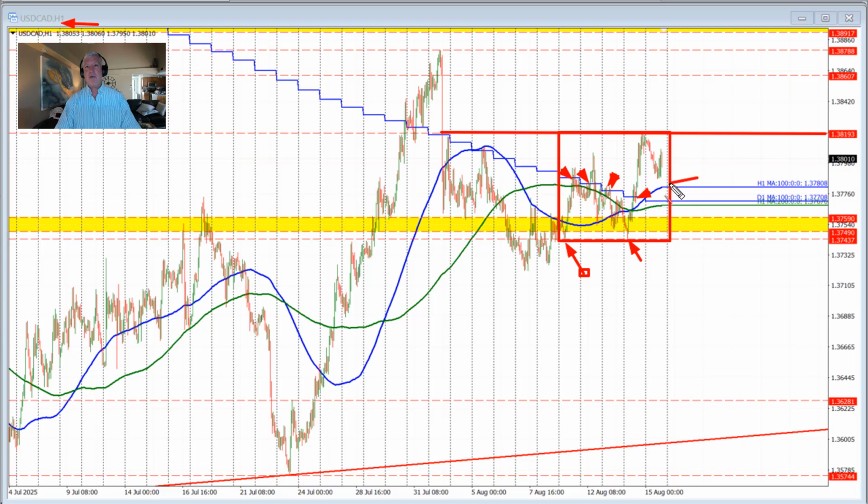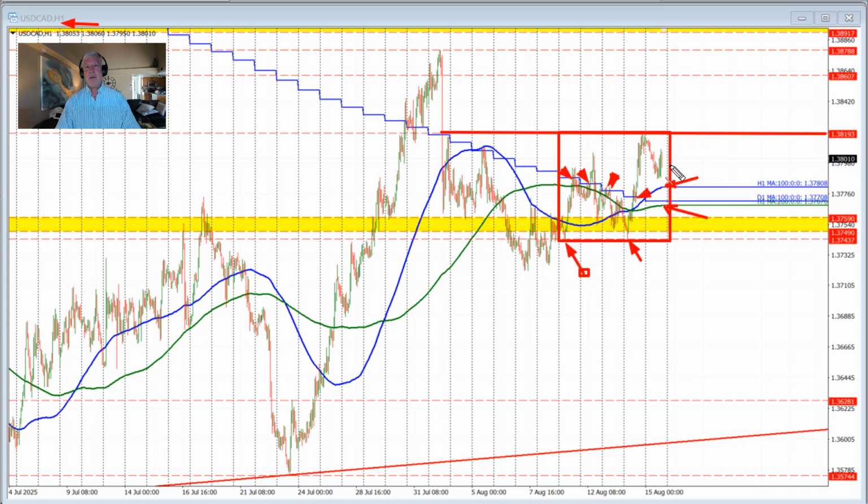The good news from a technical perspective, for the buyers at least, is that we're above the 100-day moving average. We're above the 100-hour moving average. That's this line right here. And we're above the 200-hour moving average. That's this line right here. So this area right through here between the 100-hour moving average, 200-hour moving average, inclusive of the 100-day moving average, is going to be the key barometer for both buyers and sellers next week. The battle is going to be determined at this line in the sand right here.